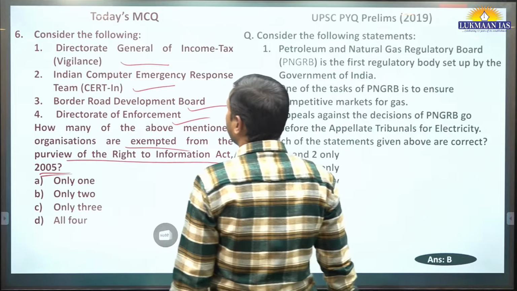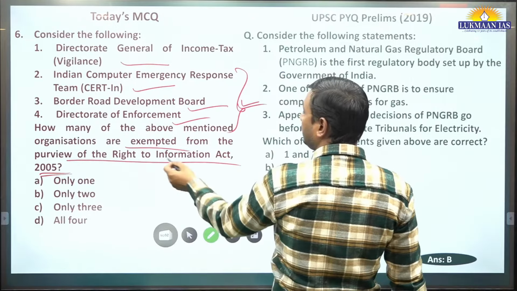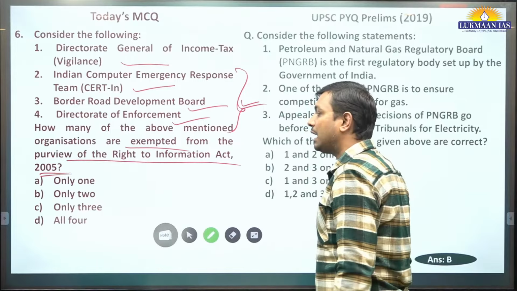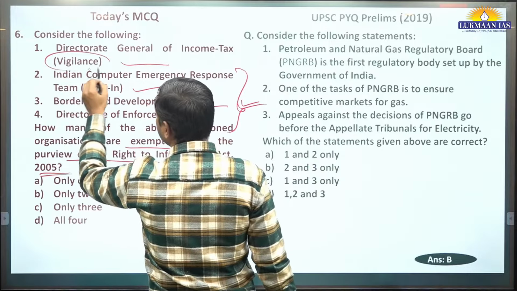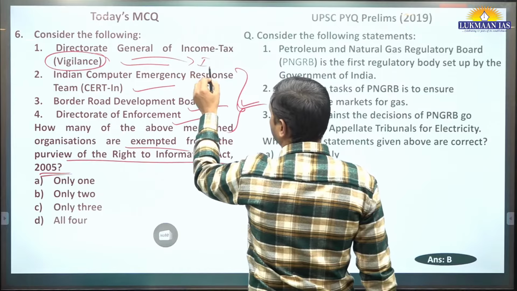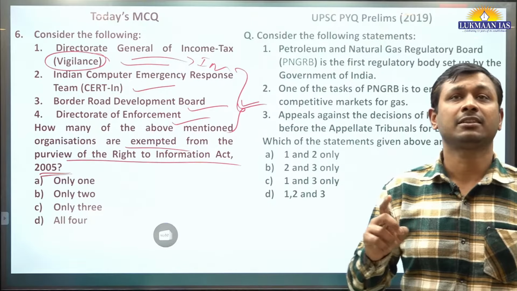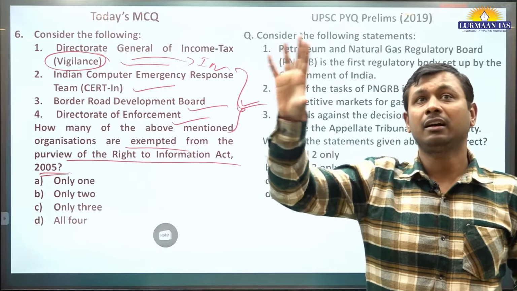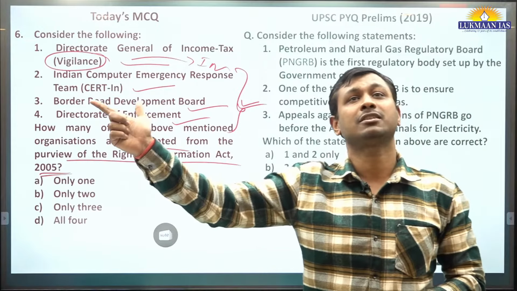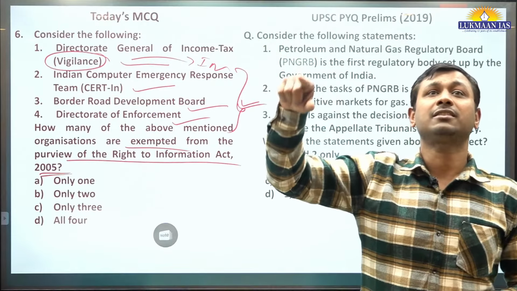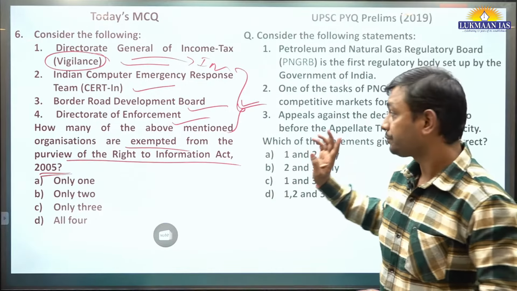So here we find that these 3 are under the second schedule, or exempted from the RTI Act of 2005. The Directorate General of Income Tax, not the vigilance but the investigation department. Remember this: the Directorate General of Income Tax, not the vigilance department. Within an institution many departments are there. Vigilance is one department and investigation is another. So investigation doesn't come under the purview of the Right to Information Act of 2005.